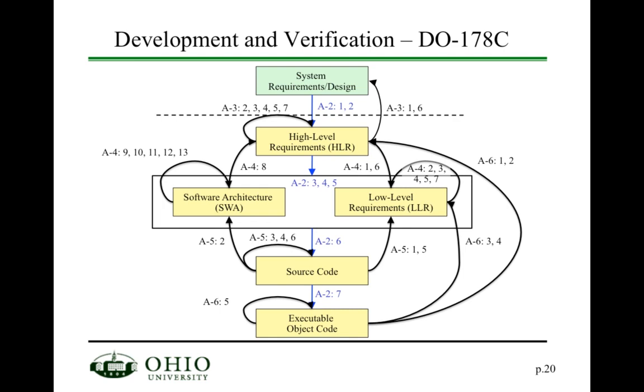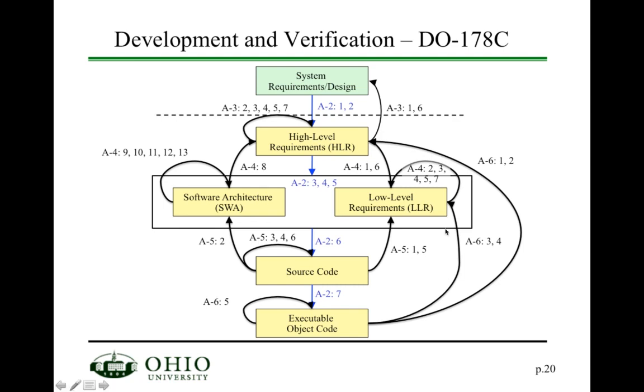So let's look at that. Let's look at this little block diagram. And what do you see here? You see originally the system requirements and design, and then at this dash line, below the dash line is everything that's related to software. So what we're doing is we come up with high-level requirements, then actually we come up with low-level requirements in software architecture, and remember, these need to be at the level of detail so I can actually derive source code directly from it. And finally, of course, the source code gets turned into executable object code.